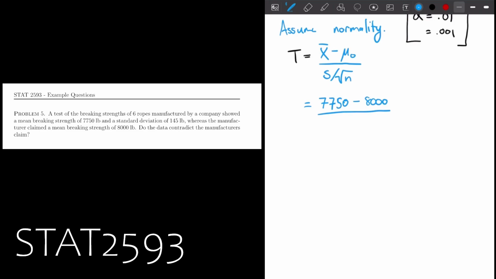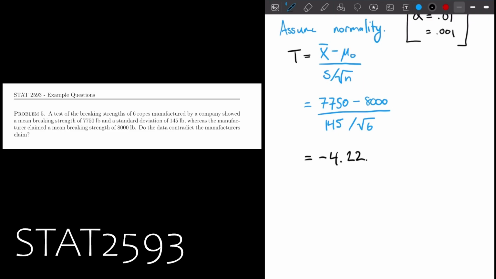The standard deviation that we're observing is 145. And there were 6 individuals, so divided by the square root of 6 there. And once again, you can compute this using your calculator at this point. And that's going to be equal to negative 4.22 if you do this.